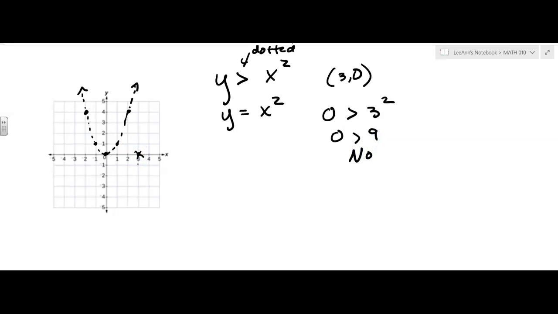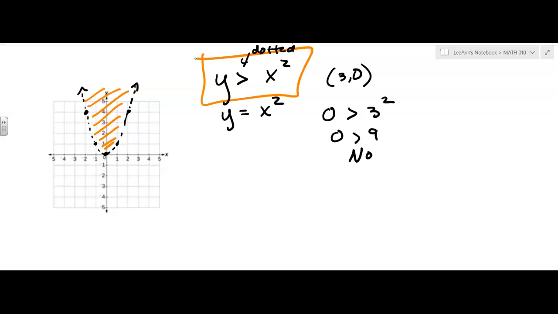So you have two choices here to shade. You're either inside the parabola or outside of the parabola. Outside the parabola would be all this stuff out here. That's not what we want because we tried the 3 and it didn't work. So that means we need inside the parabola, so we would shade everything in here. That would be just if you had y is greater than x squared. That's how you would graph it.